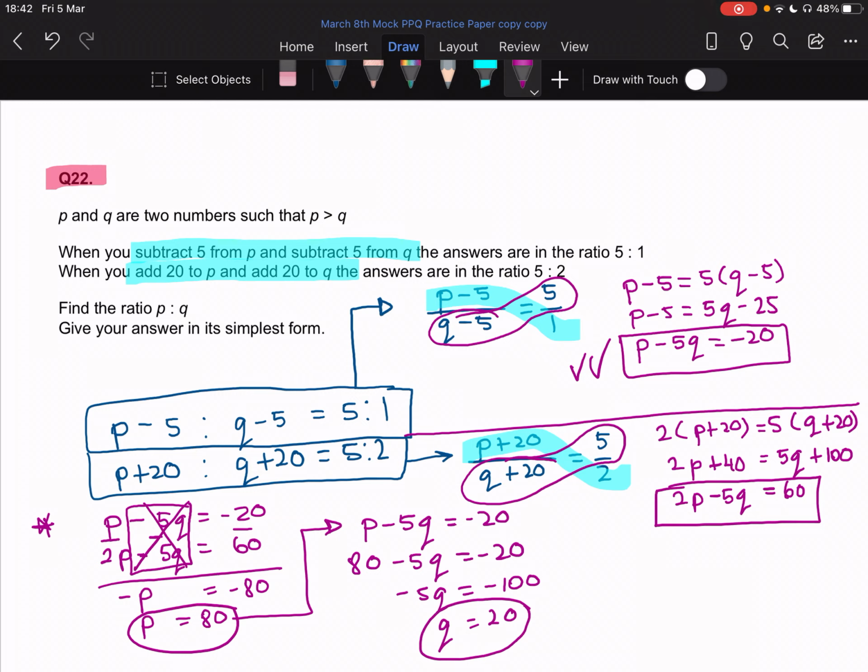Now, let's check. Because when I tried this question, I was getting super excited that I'd answered the question. I haven't really, because it's saying find the ratio of P to Q, answer in its simplest form. So let's see what P is. P is 80 and Q is 20. If they want it in its simplest form, we divide both sides by 20, and we get 4 to 1. And that's my actual final answer.